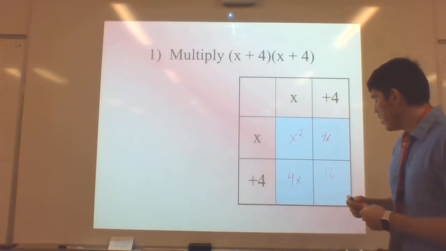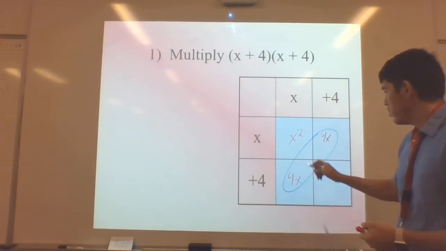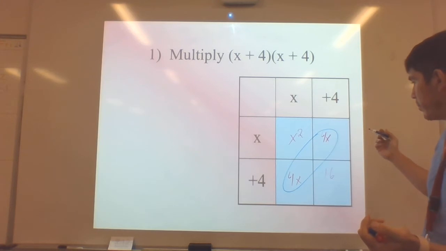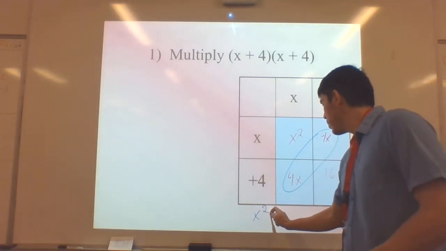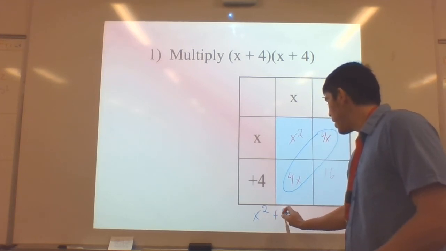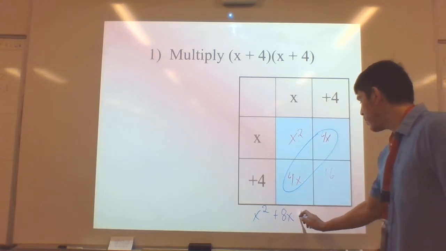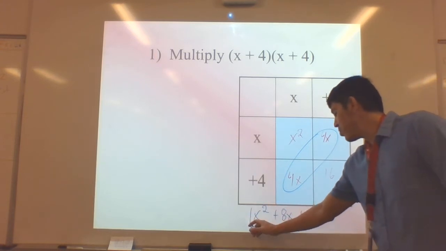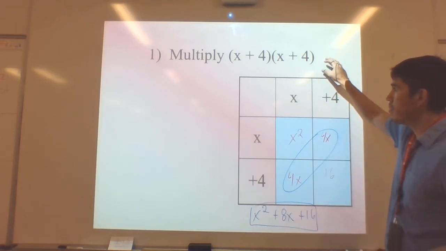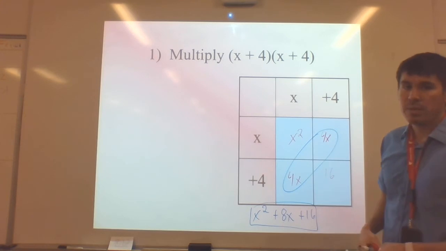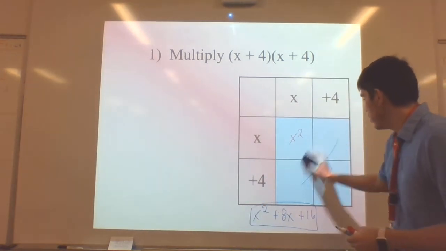And what you do here is you combine your like terms. So these are all positive. So our answer is going to be x squared plus 8x, because 4x plus 4x is 8x, and then plus 16. So the answer is going to be right here. This is what we get when we multiply these two binomials. We get a trinomial. Again, this is the box method. So that's one way of doing it, the box method.